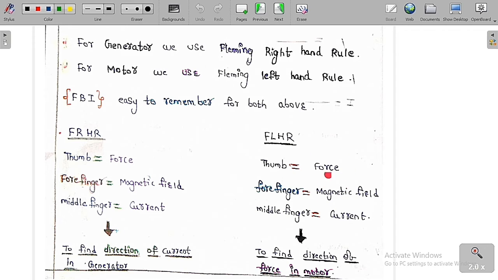So we can figure this out with the help of Fleming's left hand rule. To find the direction of the force or torque, the electrical torque in a motor, we are going to use Fleming's left hand rule. This is a very important point.